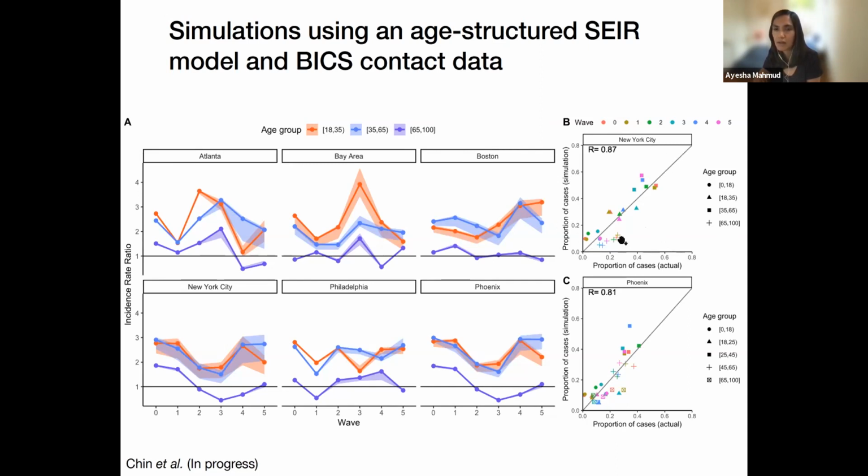So even though we think a lot of this is probably driven over time by testing, the social contact patterns and the changes in social contact are still likely playing a big role in who we see showing up in the actual test data.